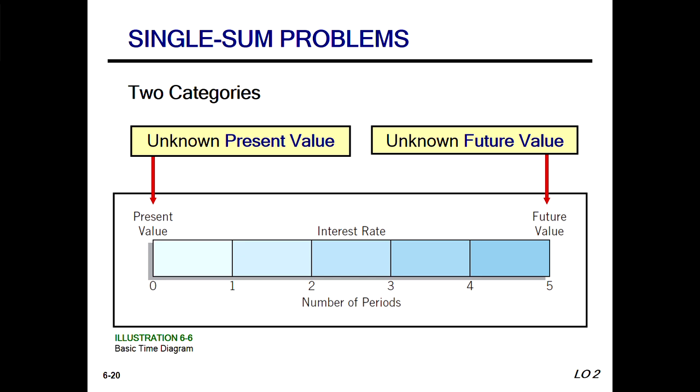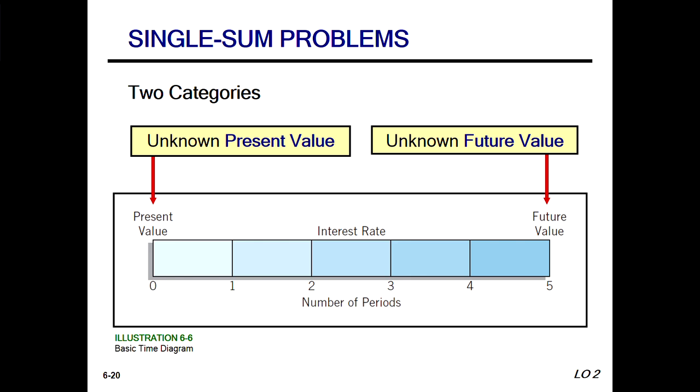Okay, so let's work on a couple of future value problems. What we're going to be doing is working on the future value of a single sum. We're not going to get to annuities yet. We're just going to look at a single sum. So for the future value, we know what something is worth right now. We want to know what it's going to be in the future.